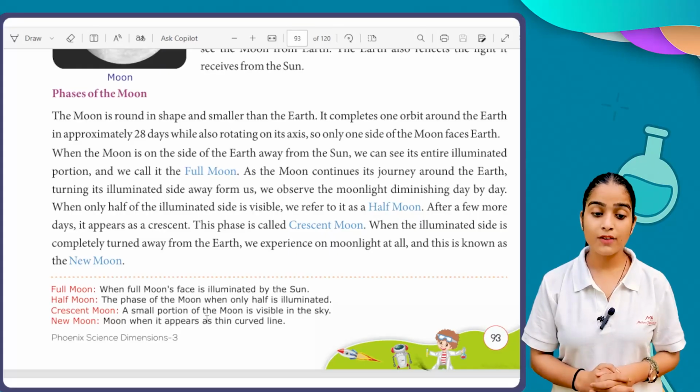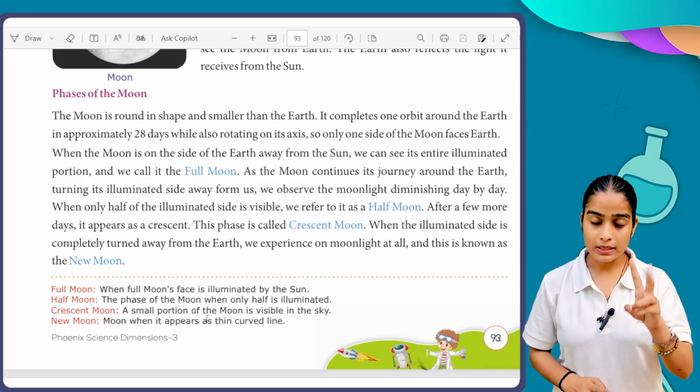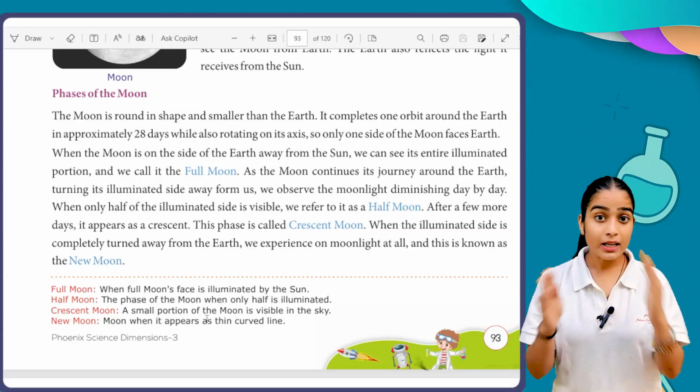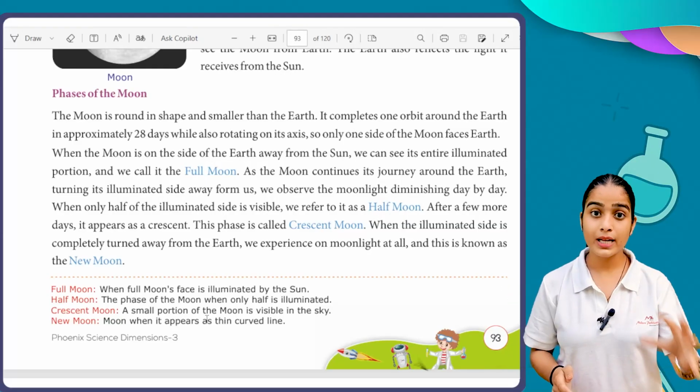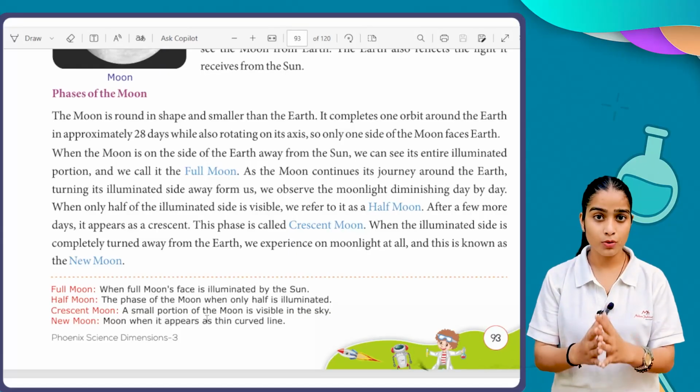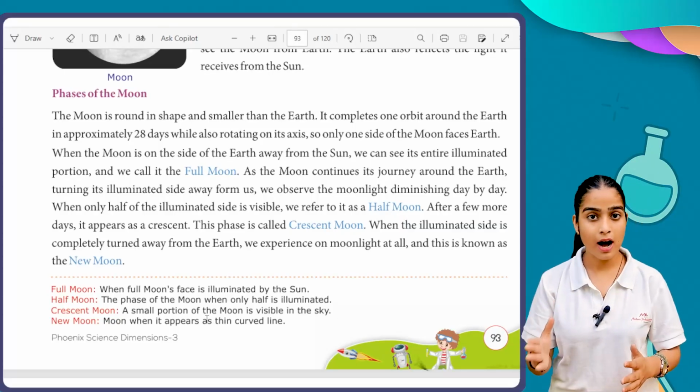When only half of the illuminated side is visible, we refer to it as a half moon. So we have two things: half moon and full moon. When we are able to see the entire illuminated portion, that is referred to as a full moon. And when we see only half the illumination, that is referred to as a half moon.